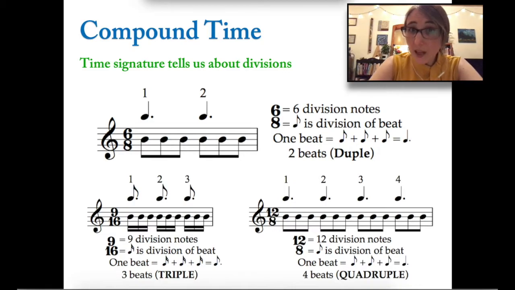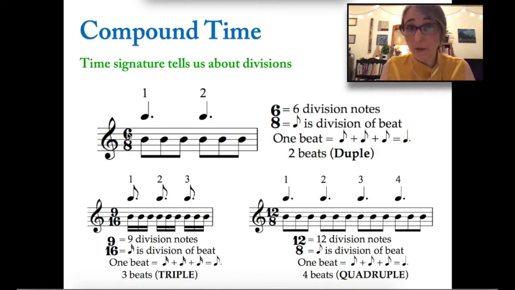When we're reading the time signature itself, whereas in simple time the top number tells us the number of beats and the bottom number tells us the beat note, in compound time the time signature talks to us about divisions. It tells us how many divisions there are within the measure and what the value of that division is. You can still read it literally like you do in simple time. In a measure of 6-8, for instance, we do still have 6 eighth notes within the measure, but we don't have 6 beats, because those eighth notes are each divisions. To figure out what the actual beat is, we need to add up 3 of those division values. If I have 3 eighth notes in a beat, 2 eighth notes add up to a quarter, and if I add another one, it's a dotted quarter. So to figure out my beat value, you take the division value and add up 3 of them.